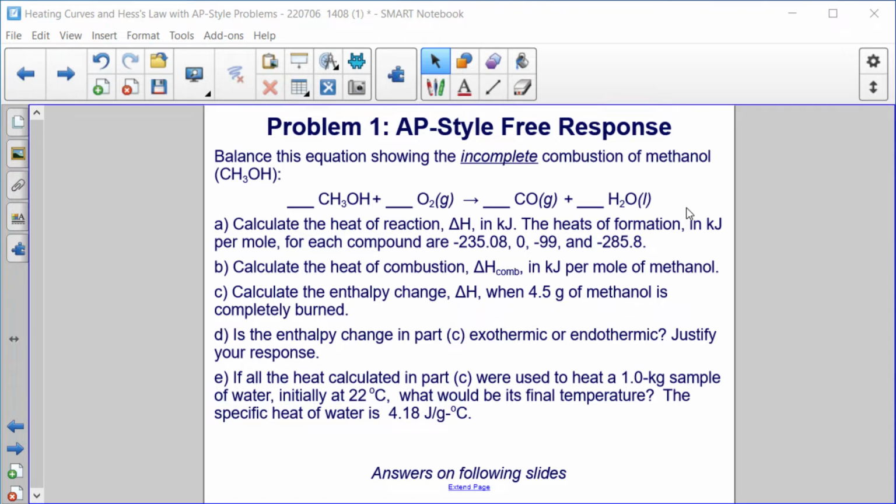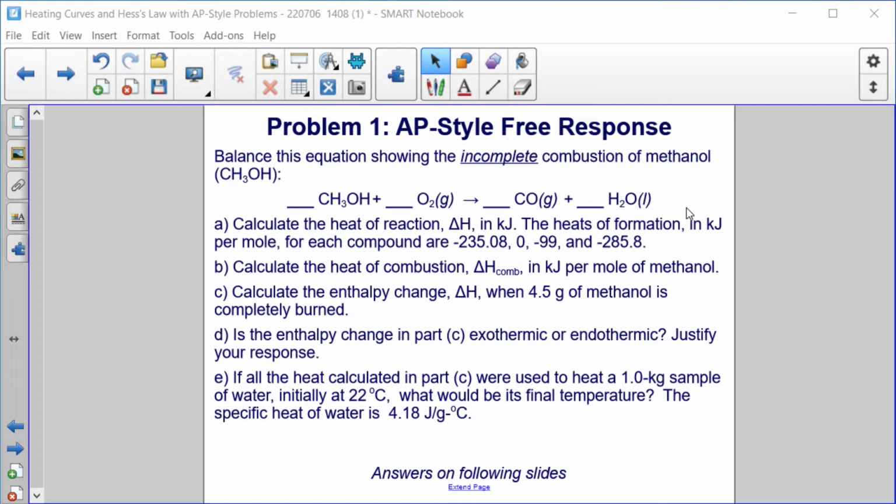Calculate the heat of combustion, delta H combustion, in kilojoules per mole of methanol. C. Calculate the enthalpy change, delta H, when 4.5 grams of methanol is completely burned. D. Is the enthalpy change in part C an exothermic or endothermic?